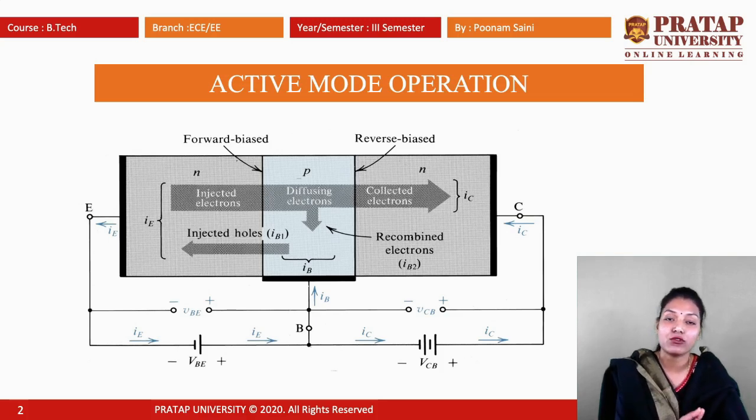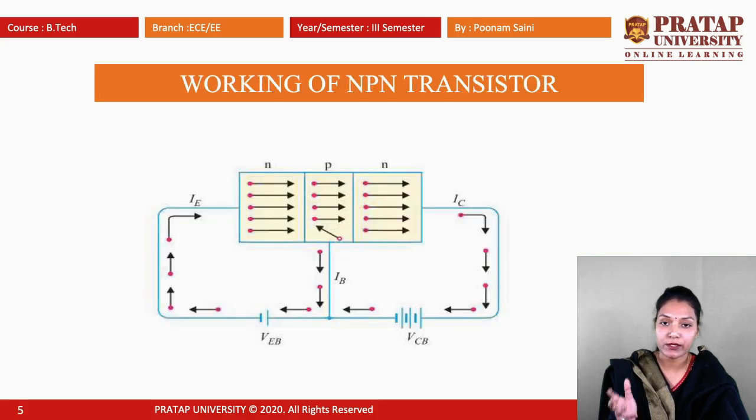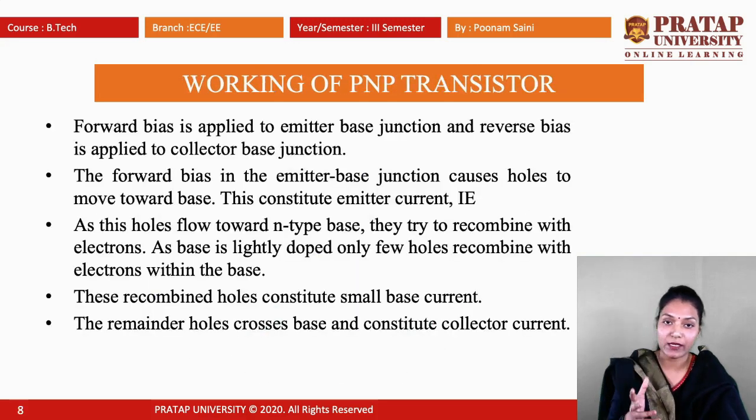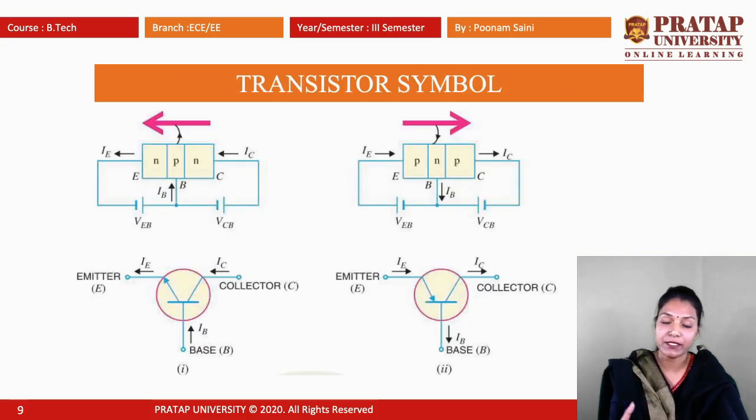This is the active mode operation of PNP and NPN in a BJT, and the only difference between the diagrams of NPN and PNP is that in NPN the arrow is moving outwards from the emitter, and in PNP the arrow is coming inwards towards the base current. This is the only difference.